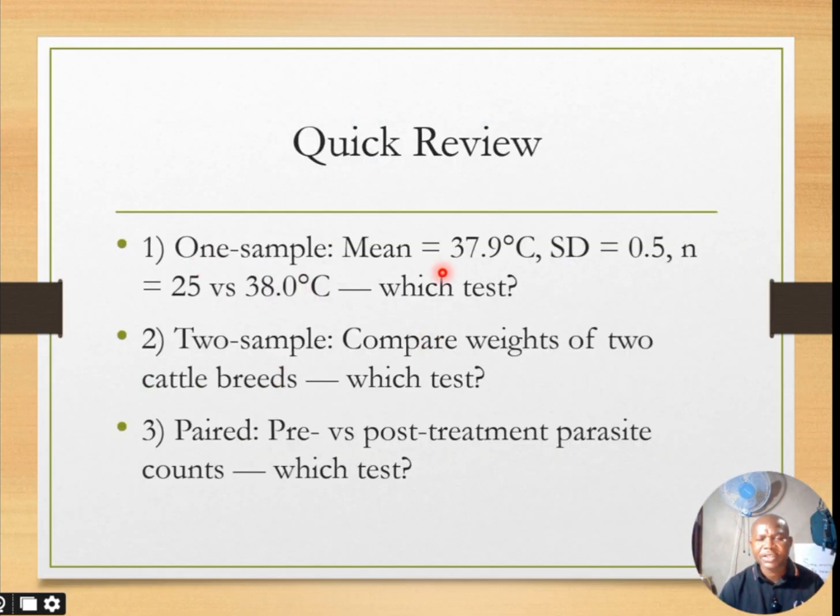For our one sample t-test, we are supposed to have a mean, and then we compare that mean with a hypothesized mean. So when you have a hypothesized mean and a sample mean, definitely you'll be using one sample t-test. But wherever you have two means, like comparing the weight of two cattle breeds, which of the tests are you going to use here? You'll use two sample t-test. While for the paired sample t-test, you have the pre and the post-treatment parasites. You made an intervention, and before you made that intervention, you took information from the group. After the intervention, you took another information. You want to know the impact of your intervention. That is where we use the paired sample t-test.